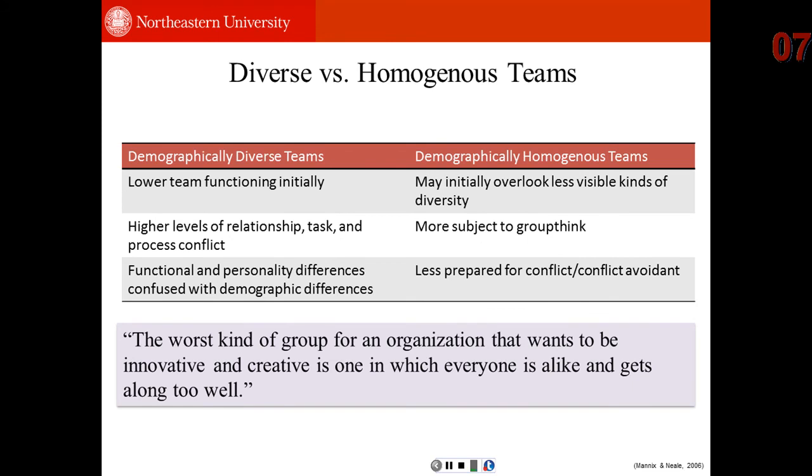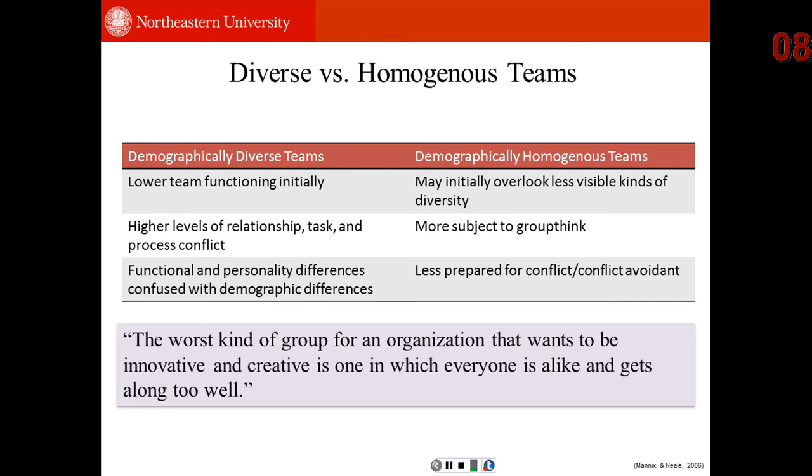Another graph looking at demographically diverse teams, looking at the lower team functioning initially, but over time it could lead to more groupthink, okay, if the team isn't diverse. So you really want to think about, this semester you've done a lot of reading about teams and what they look like, how to operate, what questions to ask, how many people should be on a team. It is important to think about that from a diverse perspective. The worst kind of group for an organization that wants to be innovative and creative is one in which everyone is alike and gets along too well.